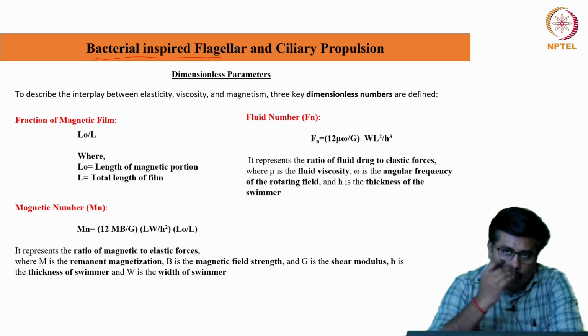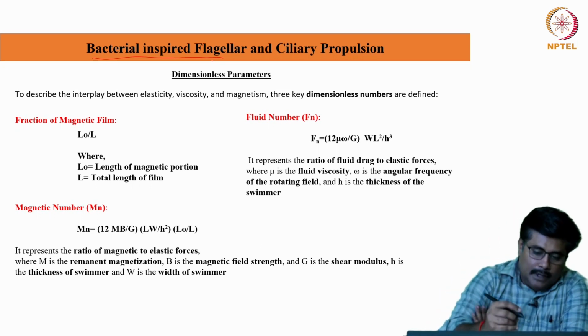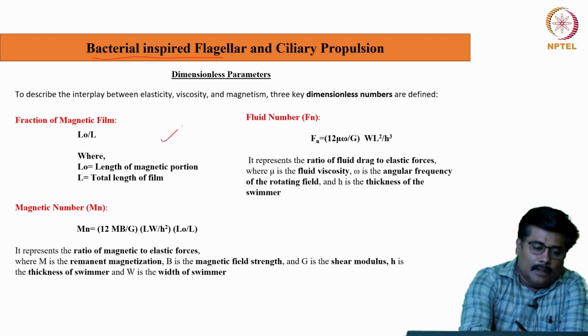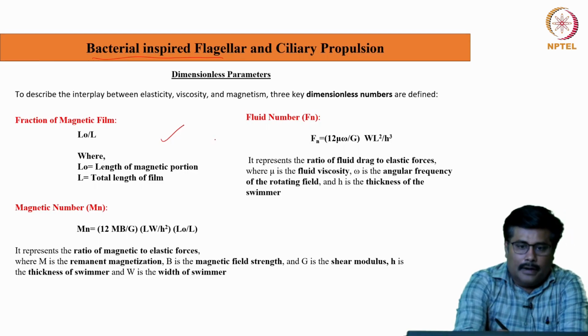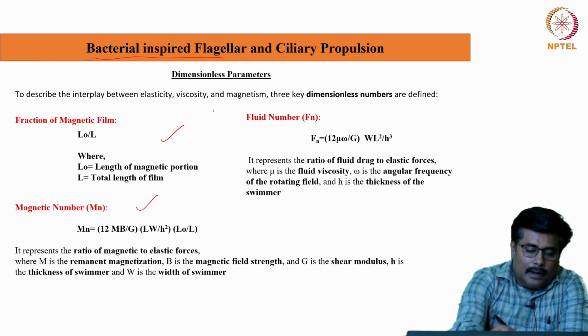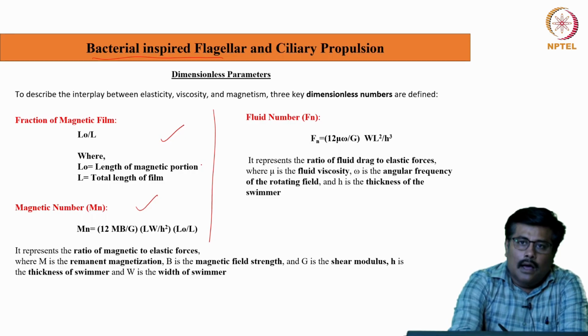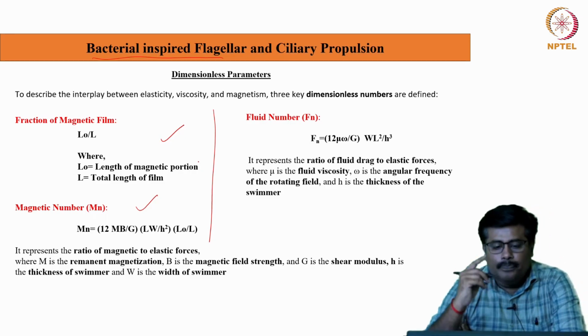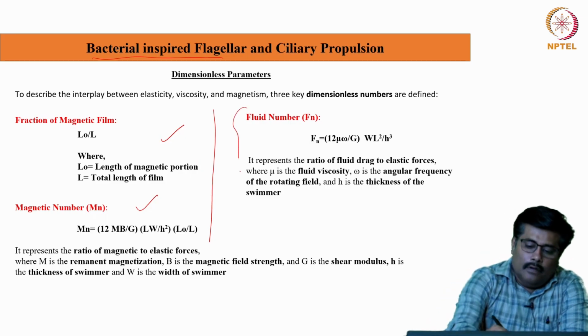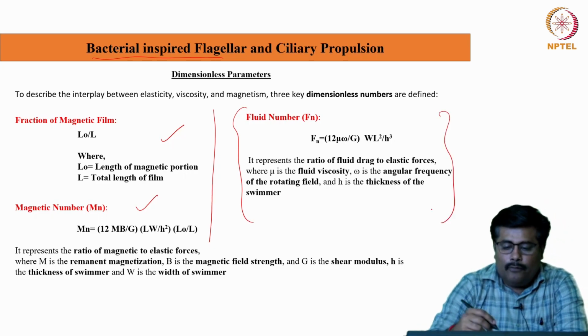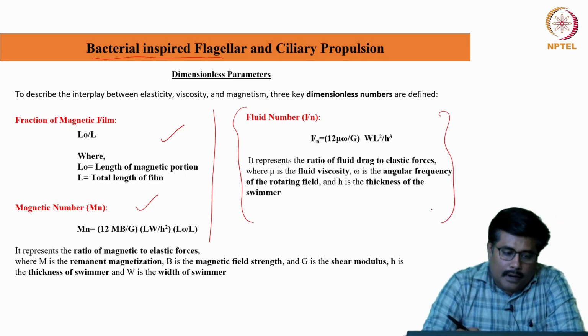So here we have three different parameters which we are considering. One is the fraction of the magnetic field. Then we have the magnetic number. These are highly catering towards the propulsion point of view. With reference to the type of fluid, we use the fluid number.